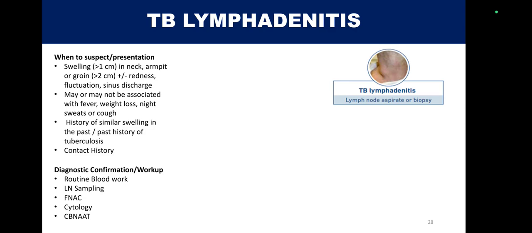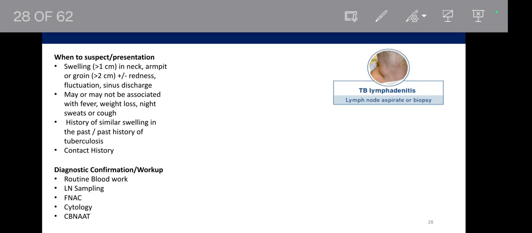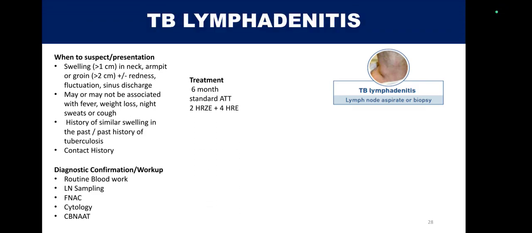Again, we do routine blood work, we do lymph node sampling, we do an FNAC and send the sample for cytology and CBNAAT, to look for the classical caseating granuloma in case of lymphadenitis. And the treatment remains 6 months of standard anti-tubercular treatment, including 2 months of HRZE in the intensive phase, and 4 months of HRE in the continuation phase.